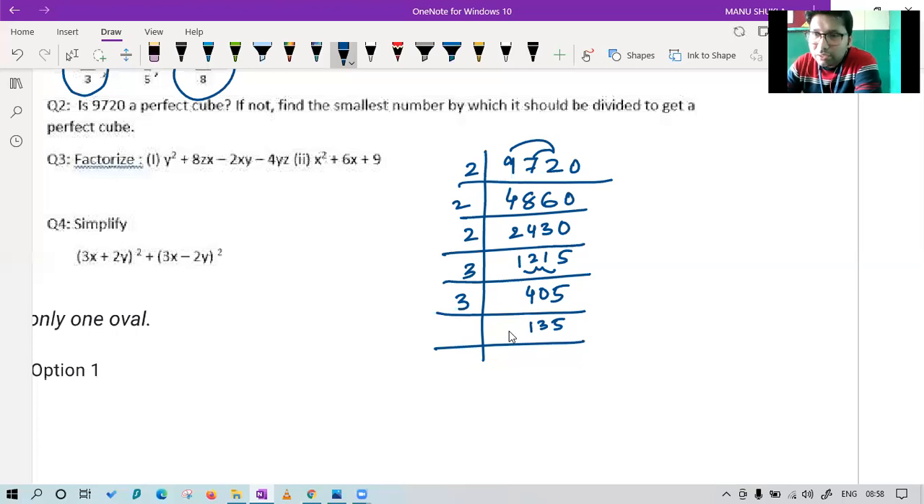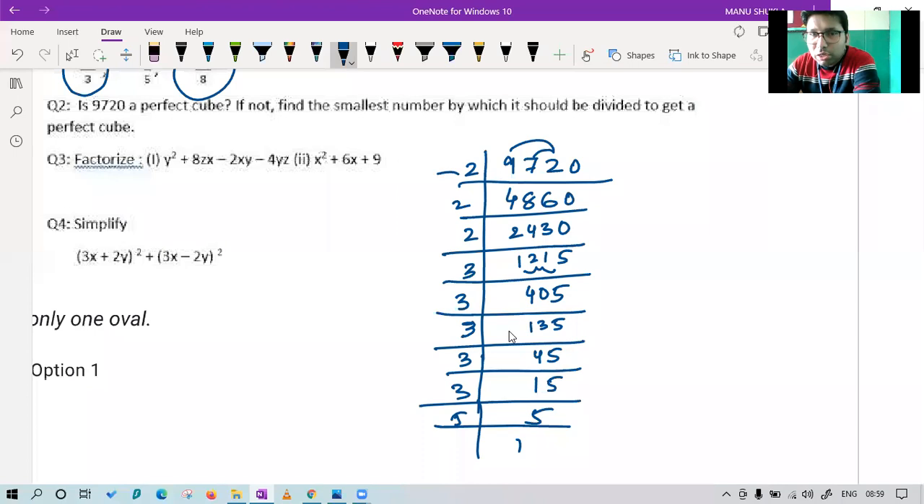So we can again go with 3. 3 4s are 12, 3 5s are 15. 4 plus 5 is 9, so we can divide by 3 also. 3 15s are 45, then 3 5s are 15, and 5 1s are 5. Now we have got a triplet of 2, a triplet of 3, and a doublet of 3, which is a problem. And this also is a problem.